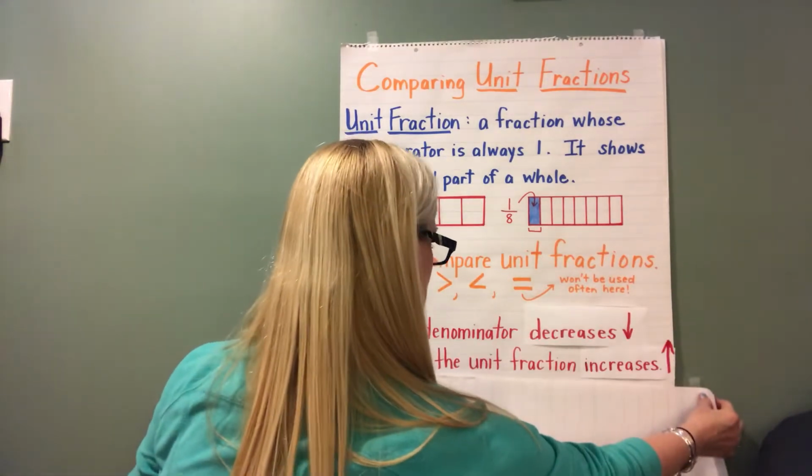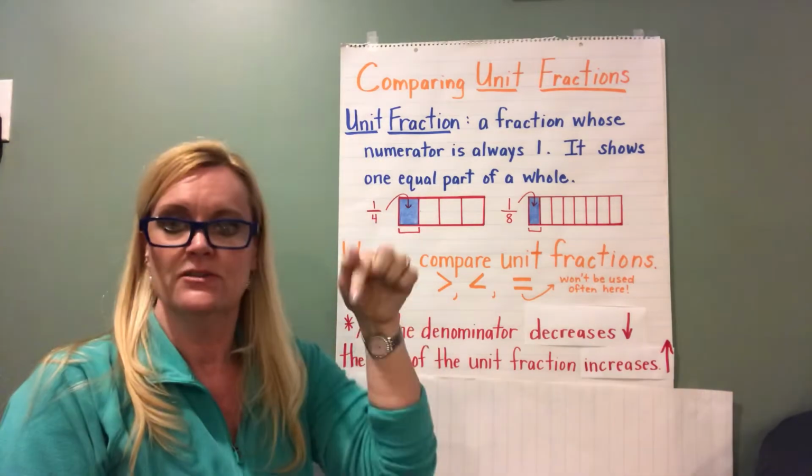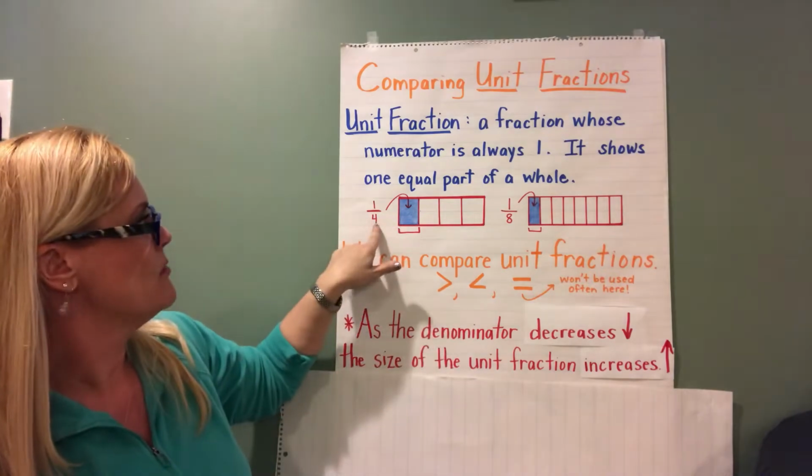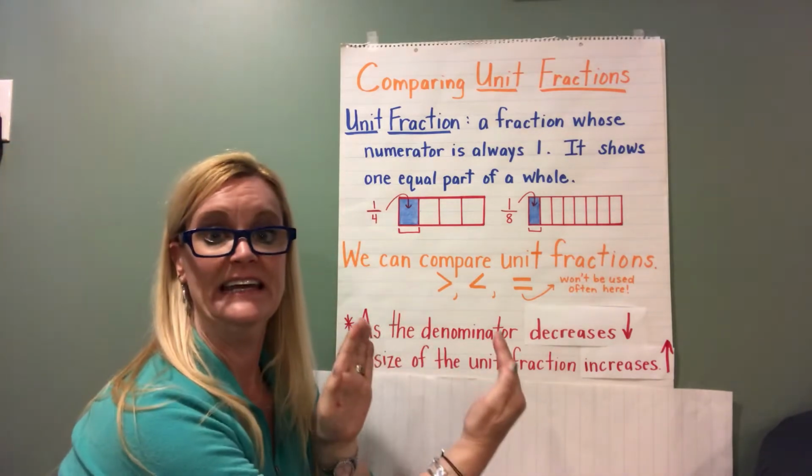So let's go down a little bit farther. So as the denominator decreases, so as we have a smaller denominator, the size of the unit fraction increases.